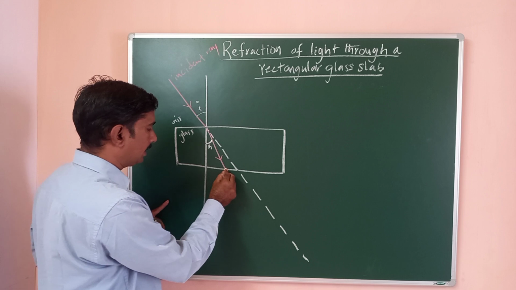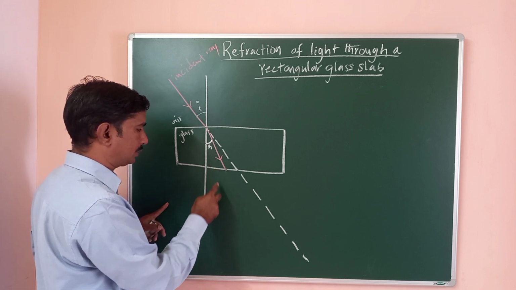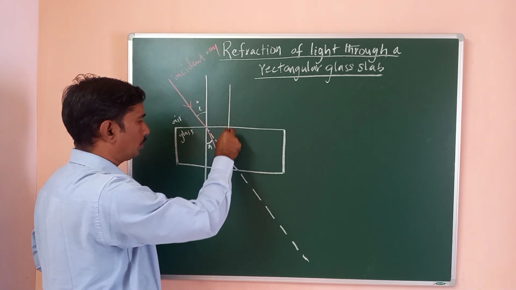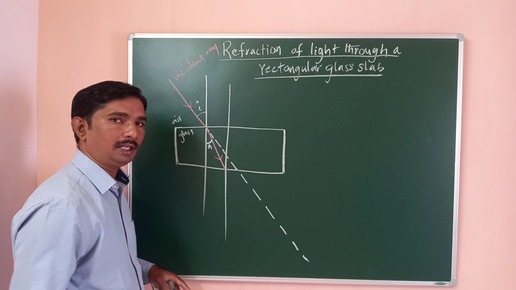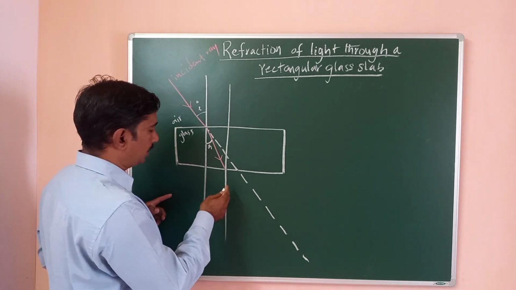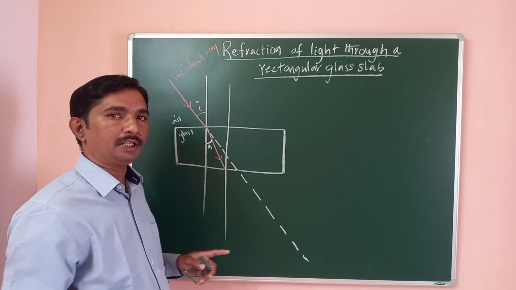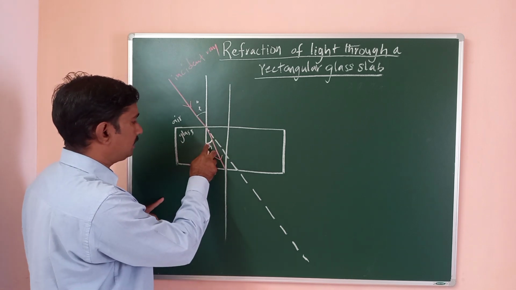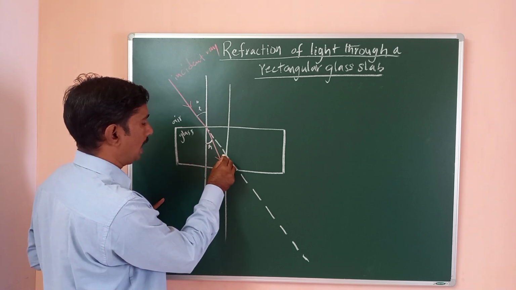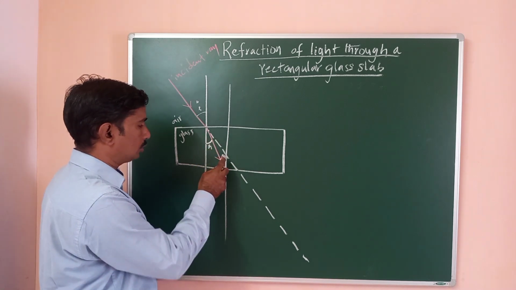Now again, the light has to change its velocity when it goes from glass to air. At this point, the change in medium takes place, and at that point we draw another normal. A normal is a perpendicular line drawn to a surface. Now, these two normals appear parallel to each other. According to the properties of parallel lines, this angle and this angle are opposite angles, and opposite angles are equal. If this is r, this is also r.